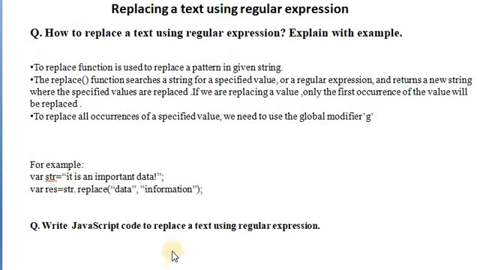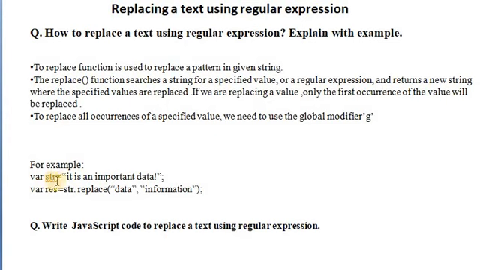Next point is replacing text using regular expression. How to replace a text using regular expression? Explain with example. The replace function is used to replace a pattern in a given string. The replace function searches a string for a specified value or a regular expression and returns a new string where the specified values are replaced. If we are replacing a value, only the first occurrence of the value will be replaced. To replace all occurrences of a specified value, we need to use the global modifier, that is g.